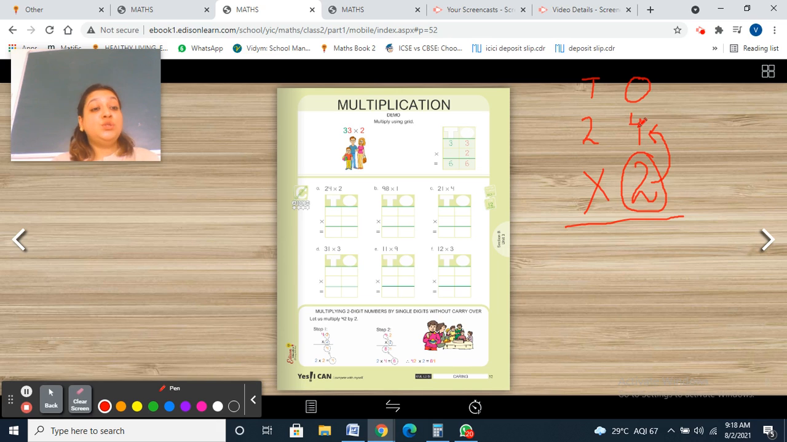2 ones are 2, 2 twos are 4, 2 threes are 6, 2 fours are 8. And you're going to write this in ones place value. 2 fours are 8. You're going to write this 8 in ones place value, because you are multiplying this 2 with ones. Now you're going to multiply this 2 with tens.